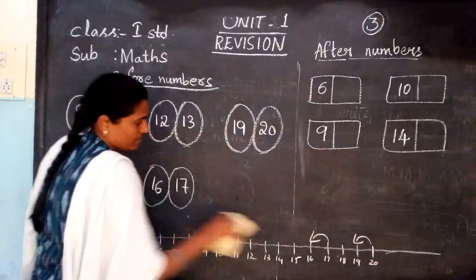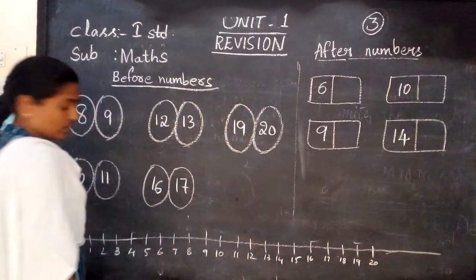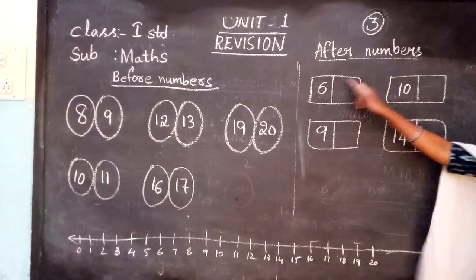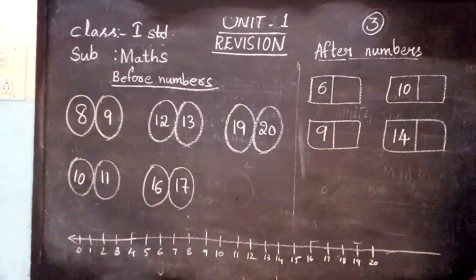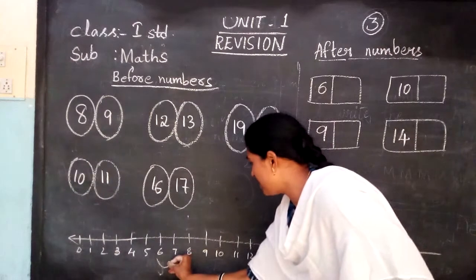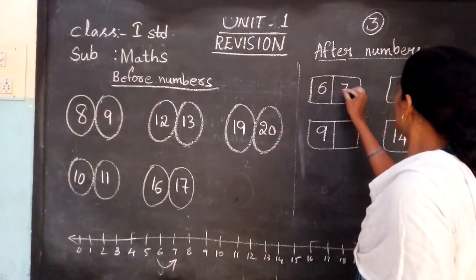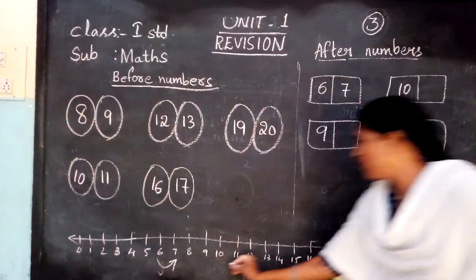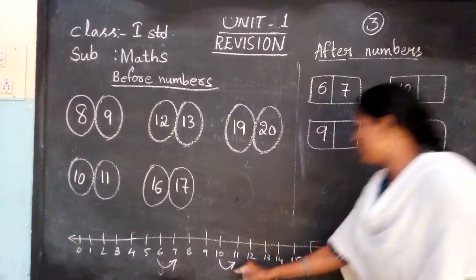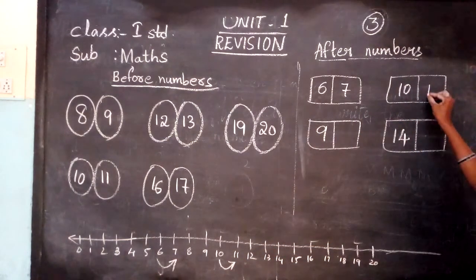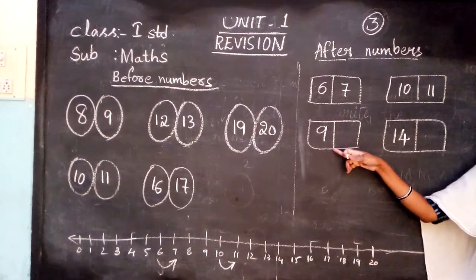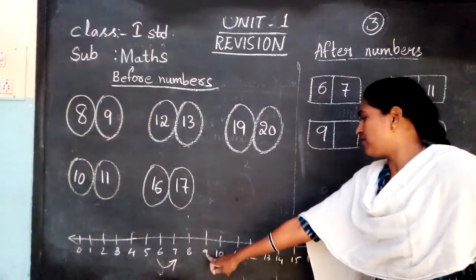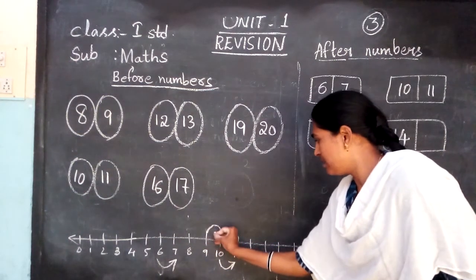Now another one. What is that one? After numbers. After means you have to write the number after. What is the after number here? Look at the number line. 6 after. In the number line, where is 6? Here. 6 after number 7. Next number 10. In the number line, where is 10? Okay, here it is. 10 after number 11. Next number, what is this? 9. Look at the number line. Where is the number 9? 9 after, what will come? 10.